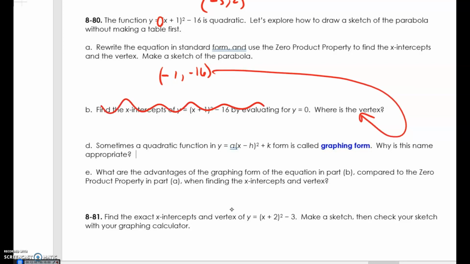We're not going to find the X-intercepts this time. And make sure you guys circle or highlight this equation. That is vertex form, or another name is called graphing form. We call it vertex just because it gives you the vertex. So what are the advantages of this form? Well, just like I said, you can easily identify the vertex and if it's upward or downward.